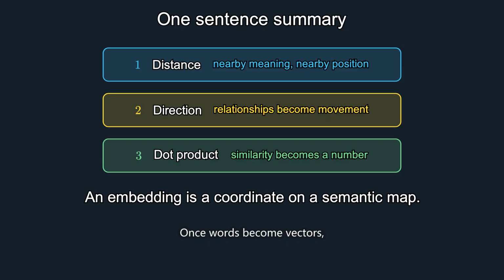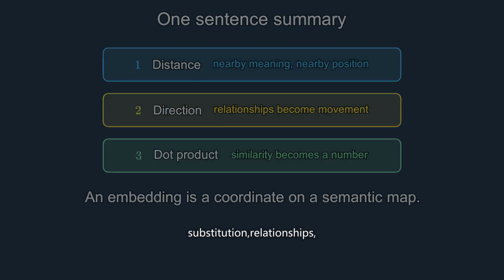Once words become vectors, the model can do 3 useful things. First, it can measure distance and ask which meanings are close. Second, it can use direction to represent a relationship or attribute change. Third, it can use dot products to turn similarity into a trainable number. So the short answer is this. Embeddings represent meaning because training compresses co-occurrence, substitution, relationships, and attributes into vector space.